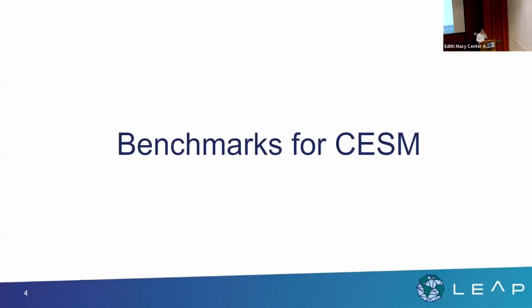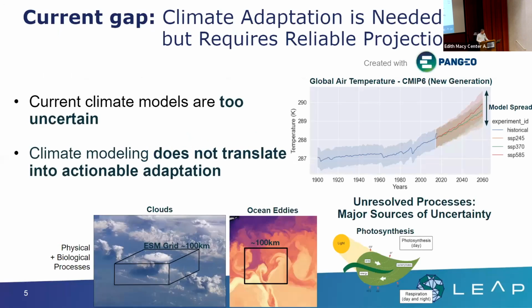So I'll first start with the benchmarks for CSM, first summarizing a little bit what I presented yesterday, just to refresh your memory. What we want to do is target climate uncertainties on a range of a couple of decades, typically to 2060. And we know that a lot of those uncertainties are coming from physical processes.